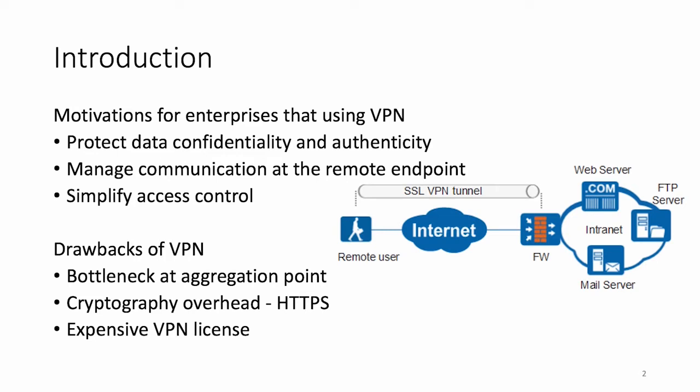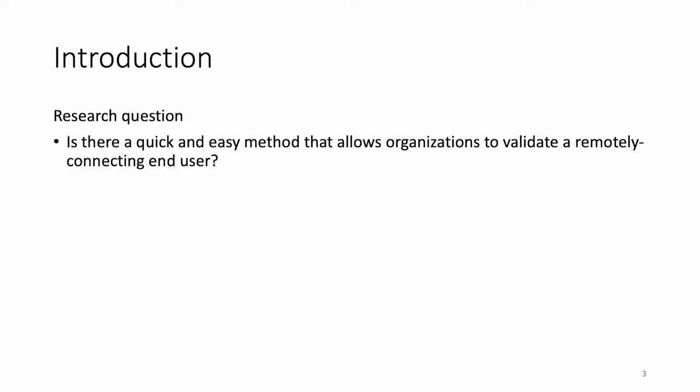The third one is a lot of enterprises deploy a third-party VPN service, which could be very expensive. With this discussion, we know that VPN has some redundant functionalities and drawbacks, except it can simplify the access control. So we really want to explore a method that can help with the authentication without those redundant functionalities.